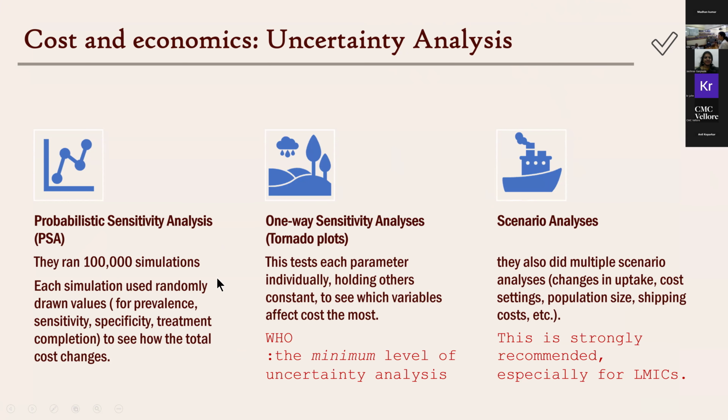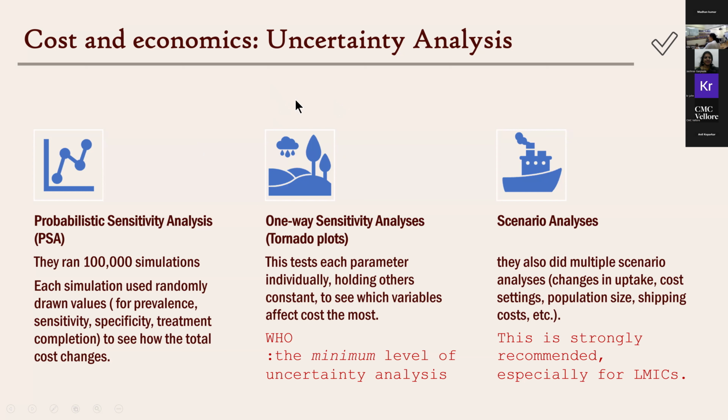So there are 3 analyses that the WHO recommends. One is the probabilistic sensitivity analysis. So that means you run like a simulation. So they've run 100,000 simulations. So in each simulation, you change sensitivity, you change specificity, you change different things, and see how that affects the results. That actually requires some high-end technology.